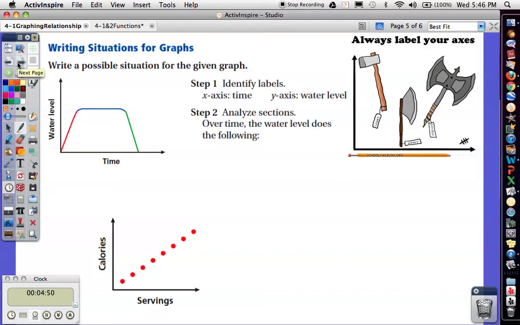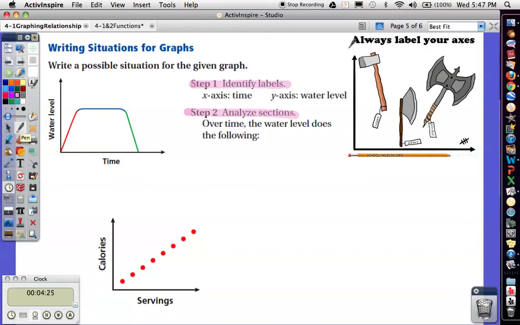Last part then for 4-1, I want to also be able to write my own situation from a graph. So you have 2 steps you need to copy down. Notice on your paper you have steps written, but you need to fill them in. So step 1, you need to identify your labels. Step 2 then, you need to analyze your sections. So identify your labels. What are your X and Y axis labeled?